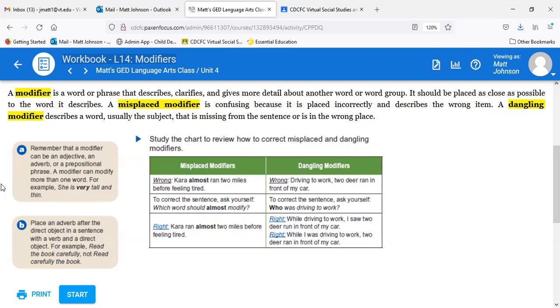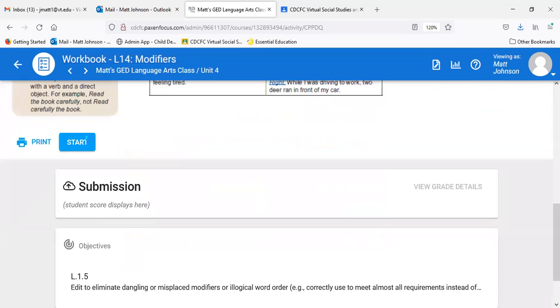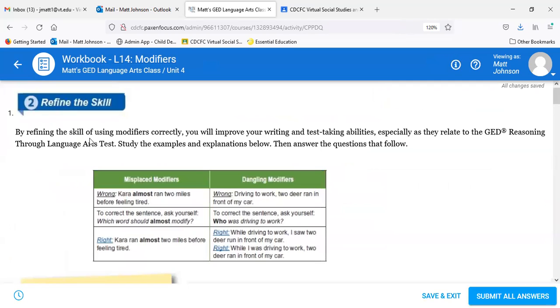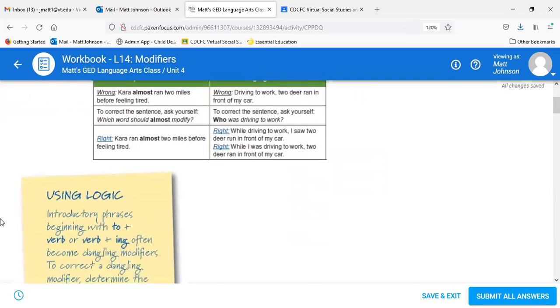So read is our action, it's our verb. The object is what's receiving the action, the book. So then we place our adverb after that. We'll talk more about subject and object. We'll have a lesson on that, so that'll help with this as well. All right. So again, making sure you put your modifier, whether it's an adverb, adjective, or prepositional phrase, in the right place, so it's describing the right object.